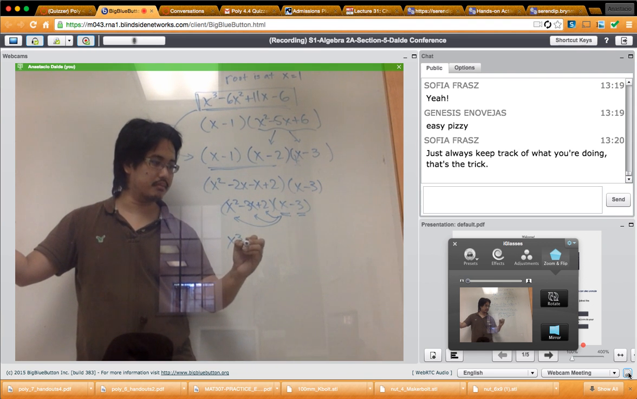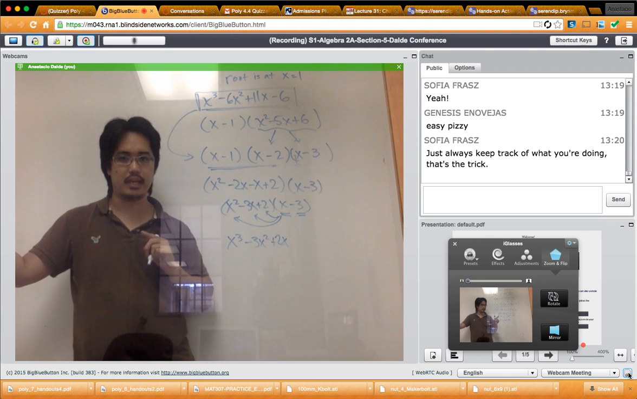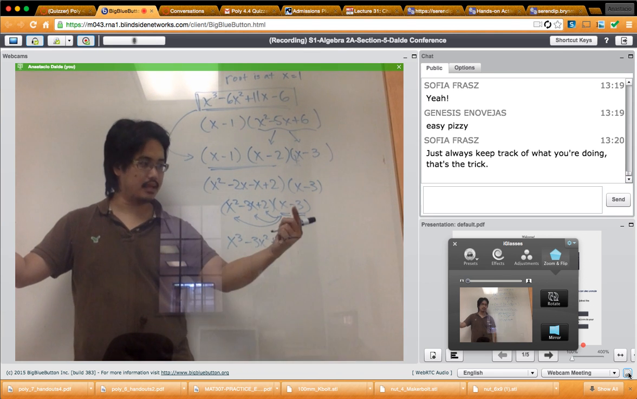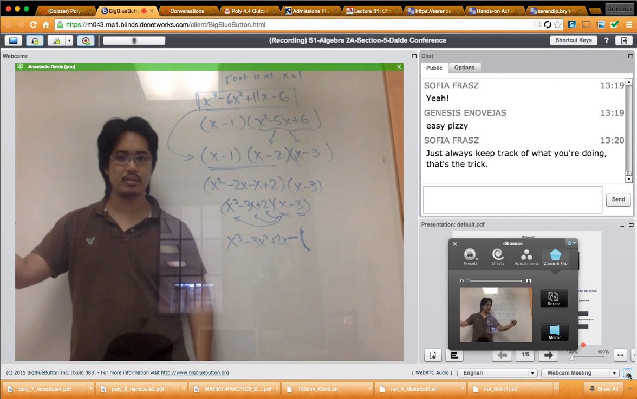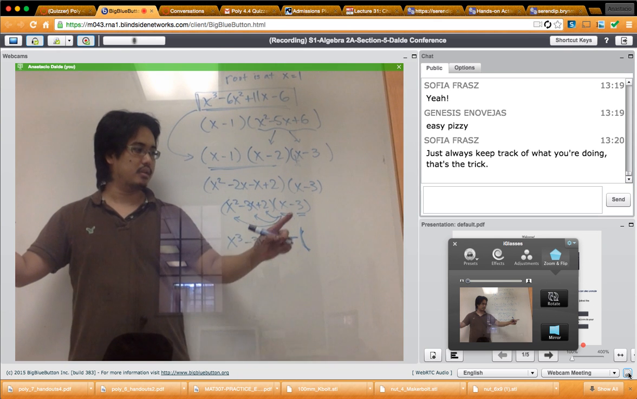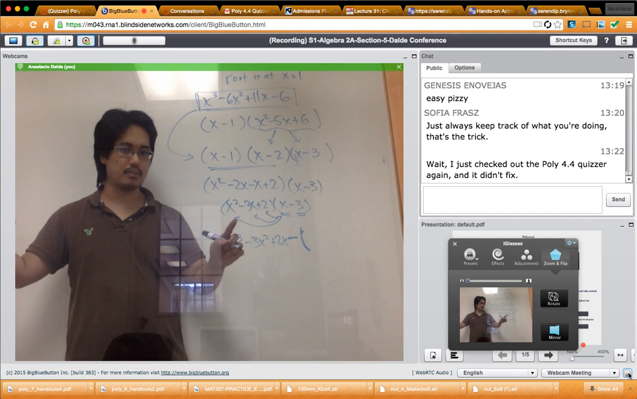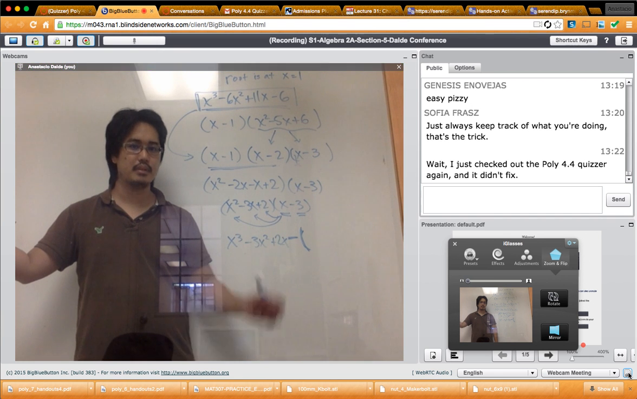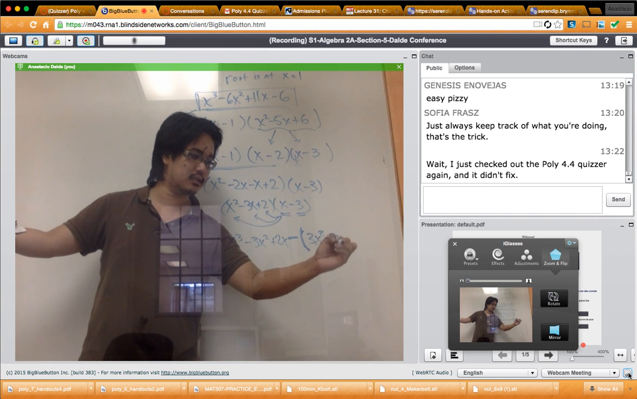X cubed minus 3x squared plus 2x. I just multiplied everything in here by x. And then what you want to do is subtract, because of that minus right there. I like putting a big parentheses to remember to subtract everything in there. 3 times everything in here. So let's just go through this and multiply everything by 3. I get 3x squared minus 9x plus 6.